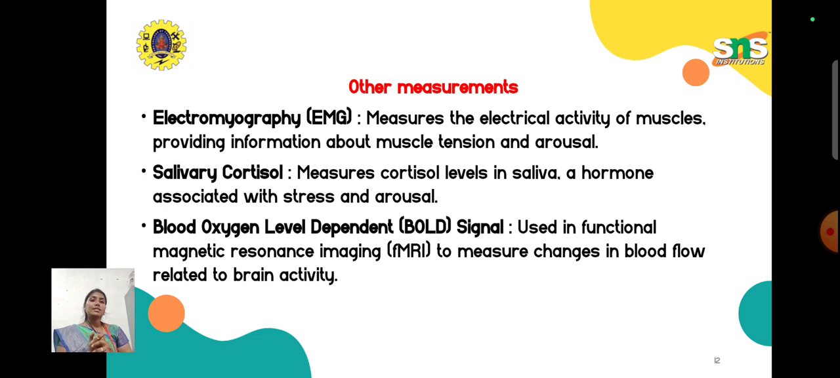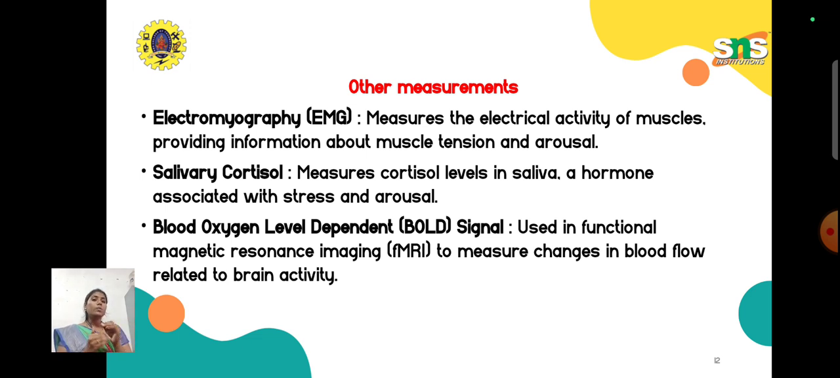And the second is salivary cortisol. This is a chemical which is released or present in the saliva. It's a hormone closely associated with stress and arousal. When people are hyper or stressed, the level of this cortisol hormone increases. So by measuring this cortisol hormone, we come to know what kind of emotional status the person could be in.